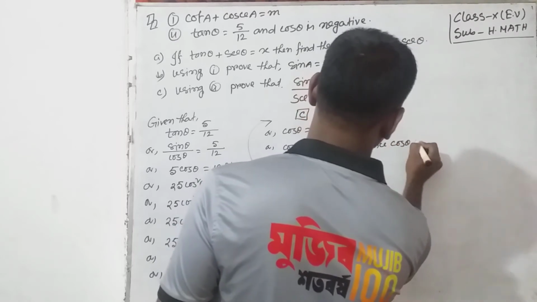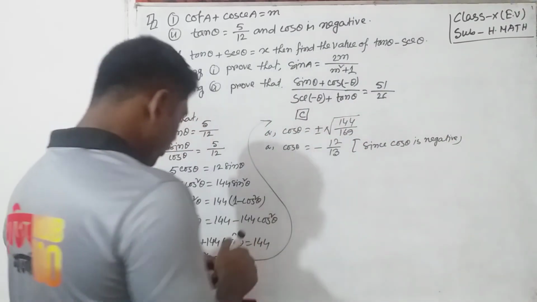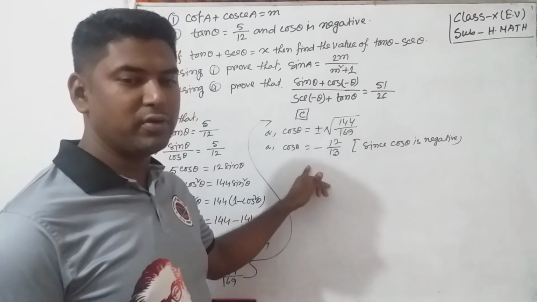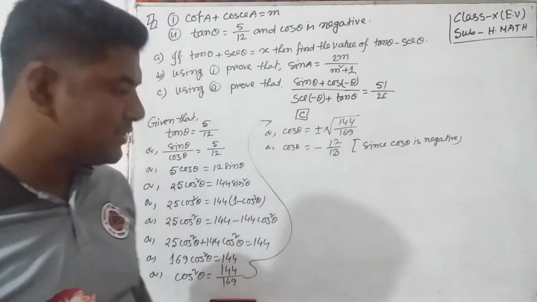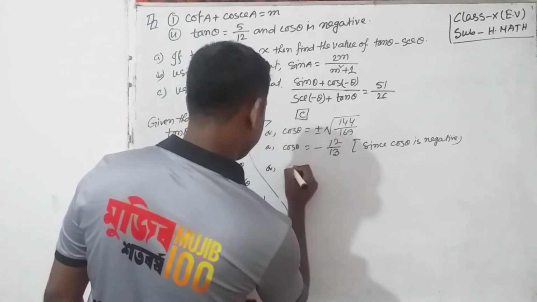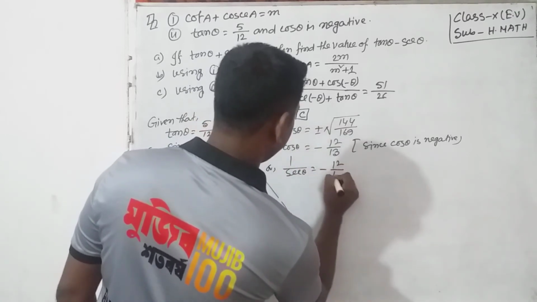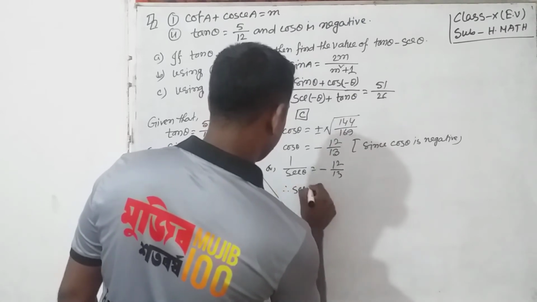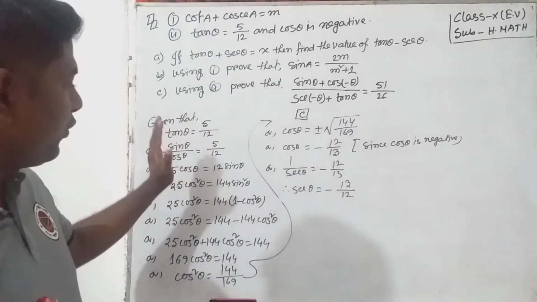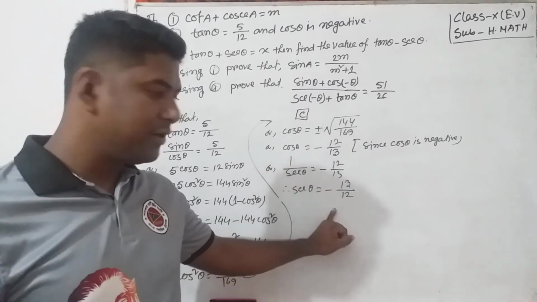Since cos theta is negative, if we find cos theta equal minus 12 by 13, then it is easy to find sec theta. We know cos theta equal 1 by sec theta, so 1 by sec theta equal minus 12 by 13, or sec theta equal minus 13 by 12. From this we find cos theta equal minus 12 by 13 and sec theta equal minus 13 by 12.